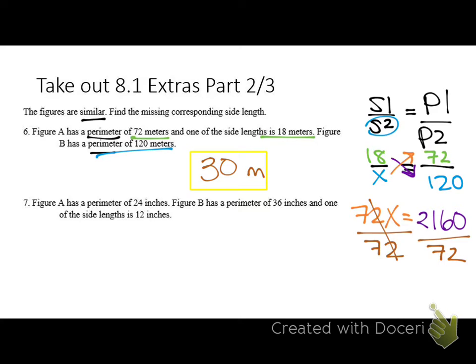Number 7, we're doing the same thing. Figure A has a perimeter of 24 inches. Figure B has a perimeter of 36 and one side length of 12. So we're going to take the sides and make them proportional.